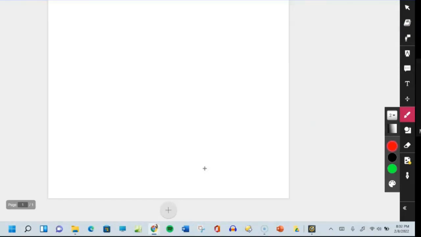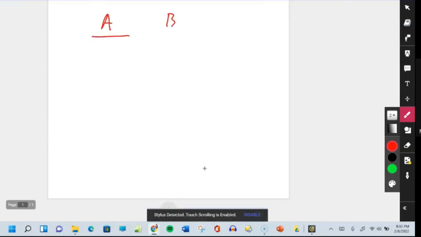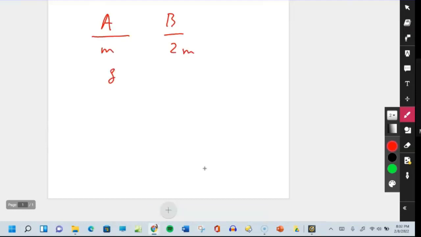All right, I need your help then because I'm not looking at these questions. So I've got A and B. I think that B is 2M. This is M. They both have the same g. And what are we asked to do? What are we comparing about them? Their R's, is that it?